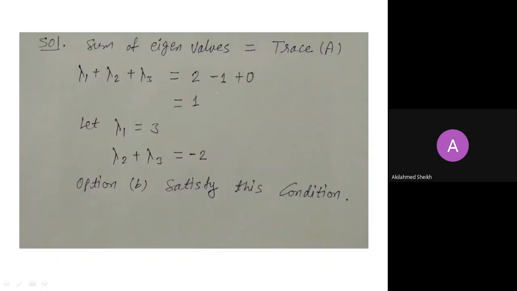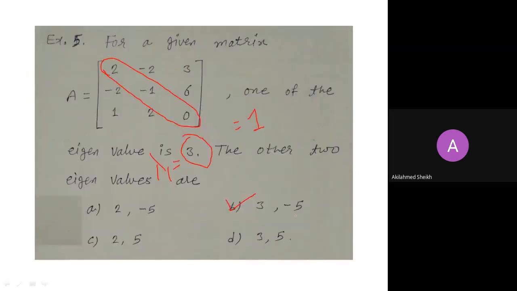This is the explanation. Sum of eigenvalues is equal to trace of the given matrix. We assume the given matrix is 3 by 3. So we assume 3 eigenvalues, lambda 1 plus lambda 2 plus lambda 3 equals trace of A, the diagonal elements, which is equal to 1. We assume the given eigenvalue is lambda 1, so lambda 1 equals 3. We substitute lambda 1 equals 3. It becomes 1 minus 3 is minus 2. So lambda 2 plus lambda 3 equals minus 2. Means option B gives the sum equal to minus 2.